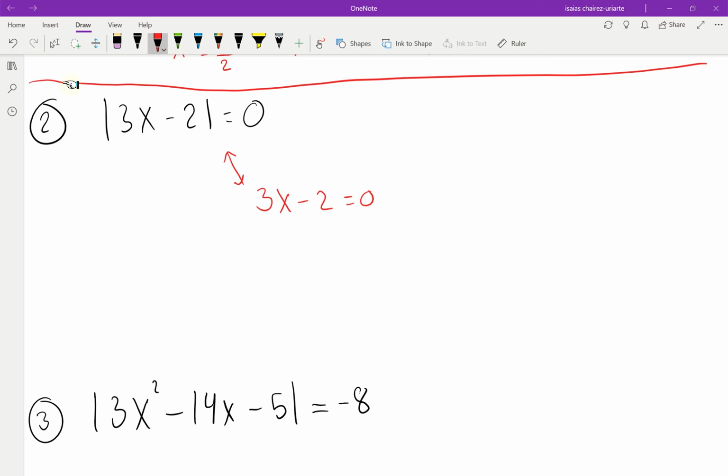And then solving this. In this particular case, this would say 3x equals 2, because I added 2 to both sides, and then I will divide by 3. So x equals 2/3. And that is my answer. The solution set is 2/3.